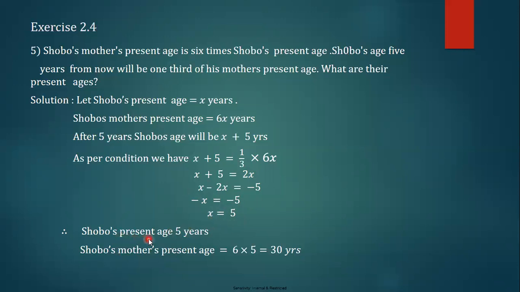What is the x here? That we considered as Shobhu's present age. So Shobhu's present age is 5 years, and Shobhu's mother's age is 6x, so 6 into 5 is equal to 30 years. Shobhu's present age is 5 years, and the mother's age is 30 years.